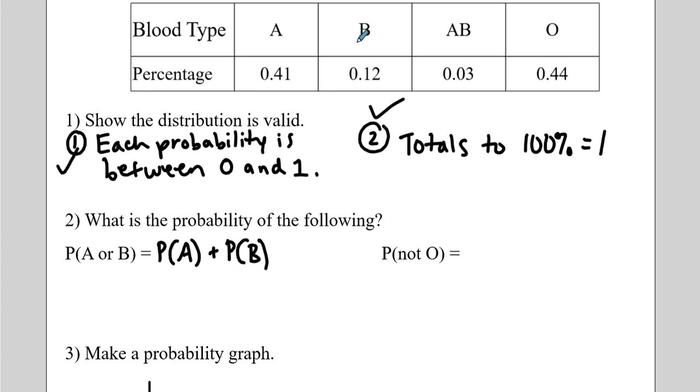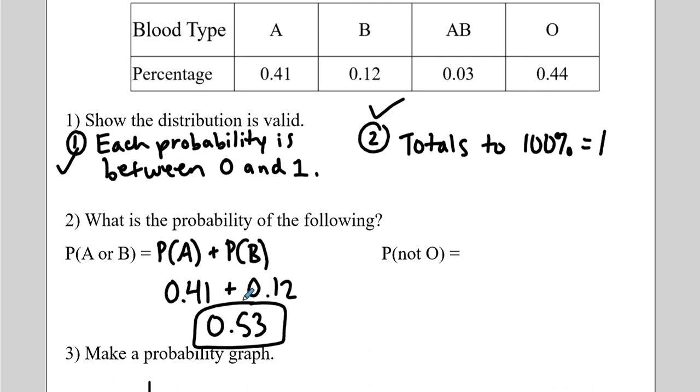Nobody can have both A and B blood. There is a type of blood called AB, but that is different than having A and B blood. You can only have one type of blood. So this would be 41% plus 12%, so 53% of the population has either A or B blood.